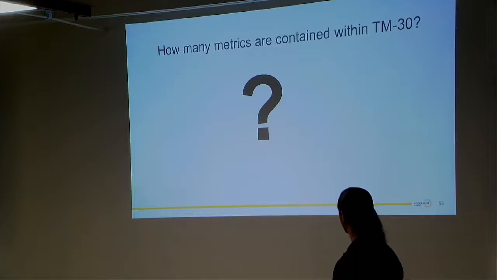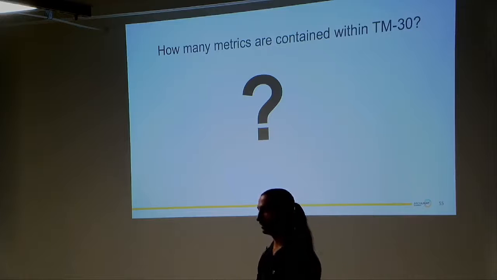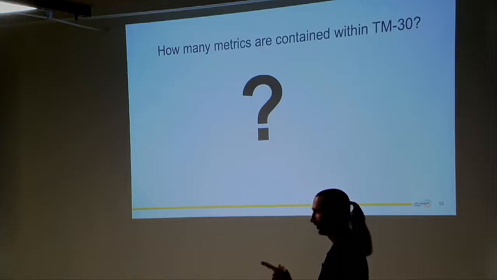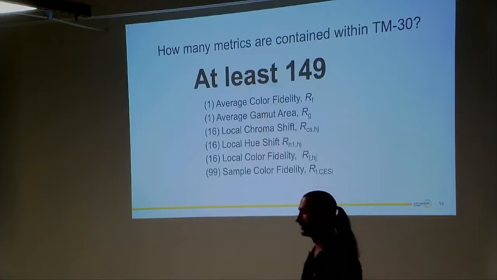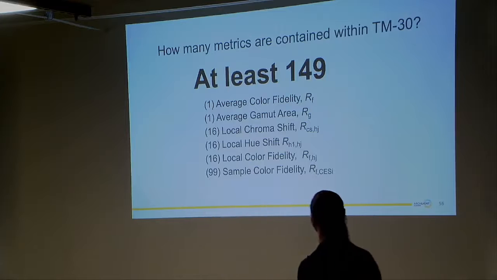So, as a quick quiz, how many metrics are in TM30? I got 2. Well, RF and RG are 2, and the color vector graphic contains 32. 34. Okay, the answer is at least 149. So get to specifying. If you start now, you might be able to figure it out in a year.